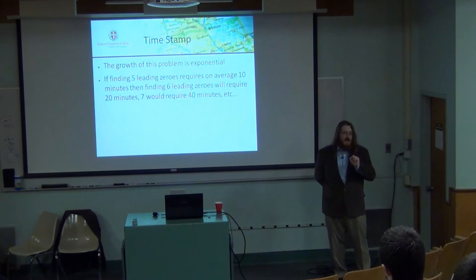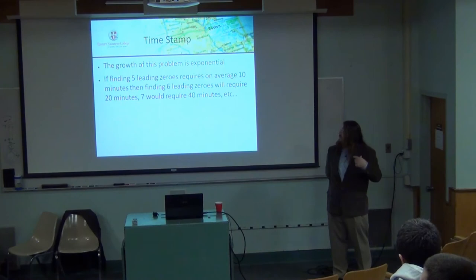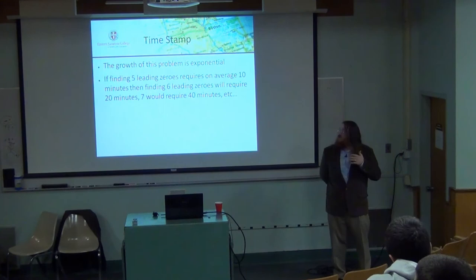So if finding five leading zeros takes 10 minutes, finding six will take 20, finding seven leading zeros will take 40, finding eight will take 80 minutes, right? And so the problem grows and grows and grows and grows. This is what prevents anyone from faking the ledger.